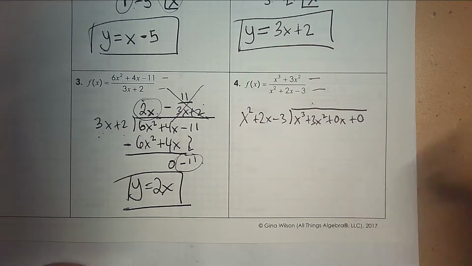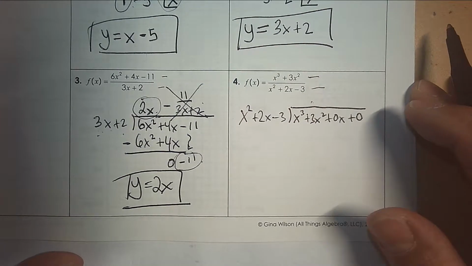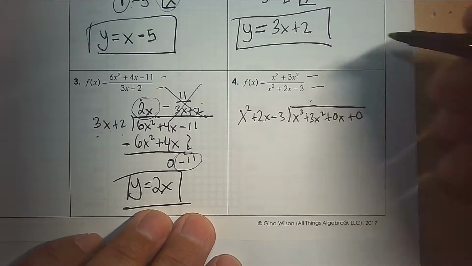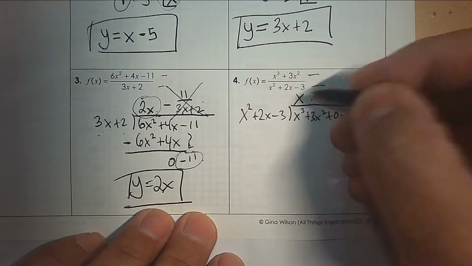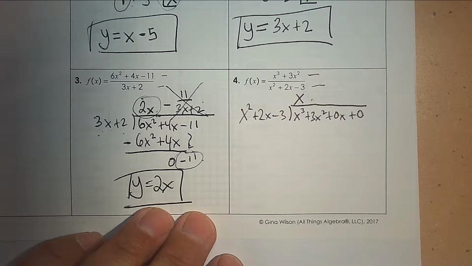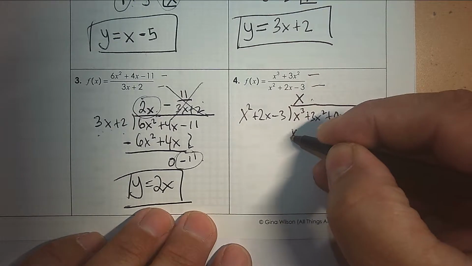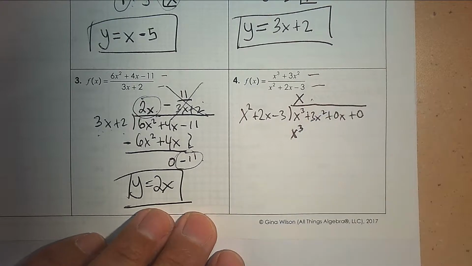All right, Evelyn, how do I start dividing here? You divide x cubed by x squared. What answer do you get? X. Okay, you're starting perfect. Nothing wrong at all. Keep going. And then you multiply x and then x squared, and you get? X cubed.